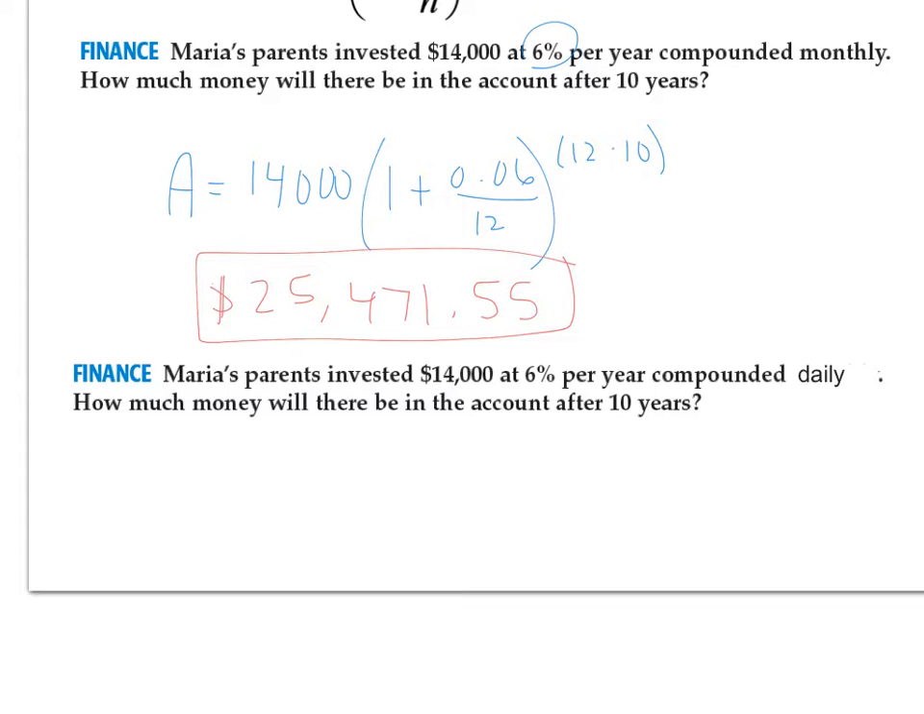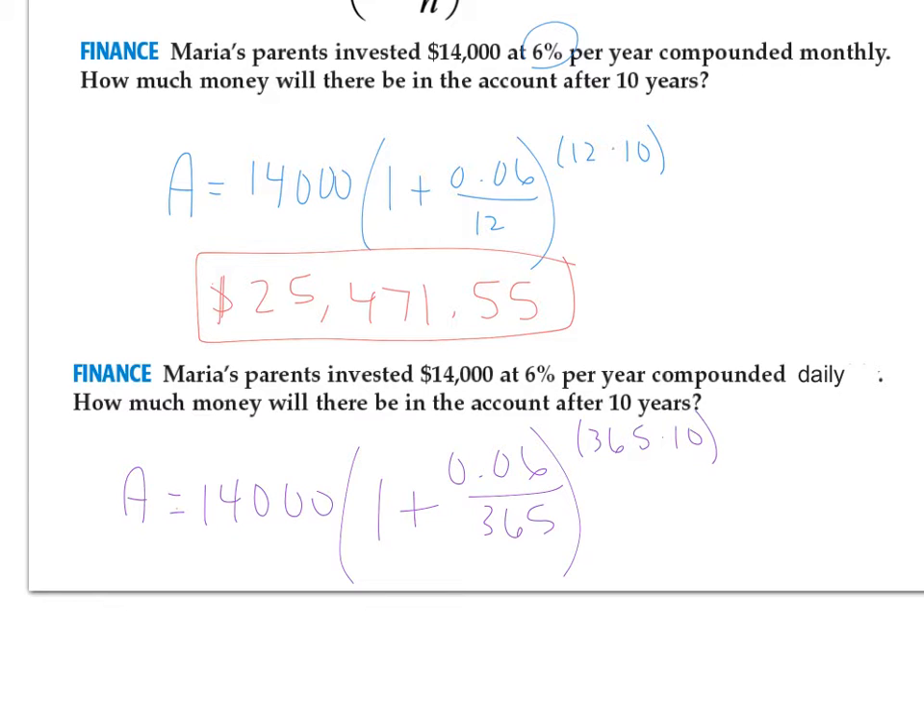Okay, let's look at another question. Maria's parents invested $14,000 at 6% per year compounded daily. So we're going to see what the difference between compounded monthly versus compounded daily will give us. So again, how much money will there be in the account after 10 years? So what I will do here is A equals my principal amount of $14,000 times the quantity 1 plus, again, the same rate, but now compounded daily would be 365, and then to the power of 365 times 10.